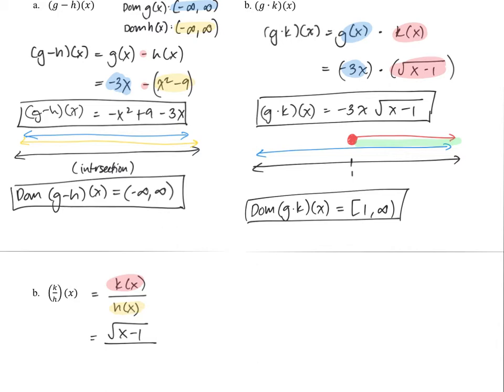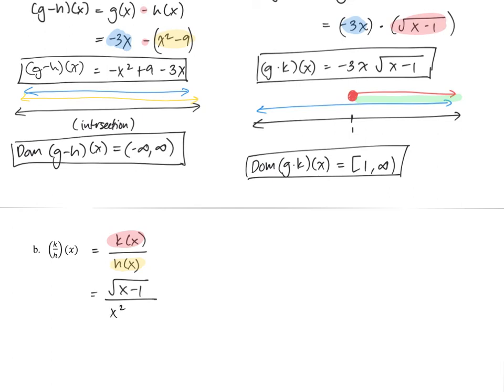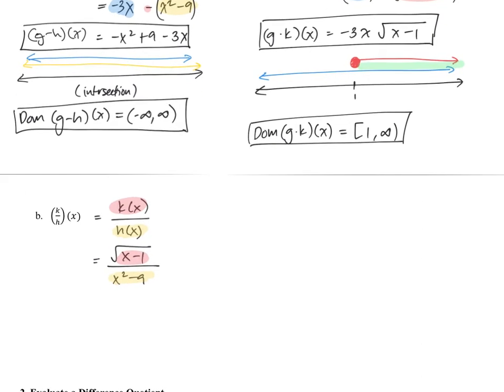And h was, what's the function for h? X squared minus 9. Okay, there's really not much we can do with that. We can't really simplify those guys. So that is that. So k over h of x. Now what we need to do is find the domain. However, there is a very small trick in this one that was different than the top two.